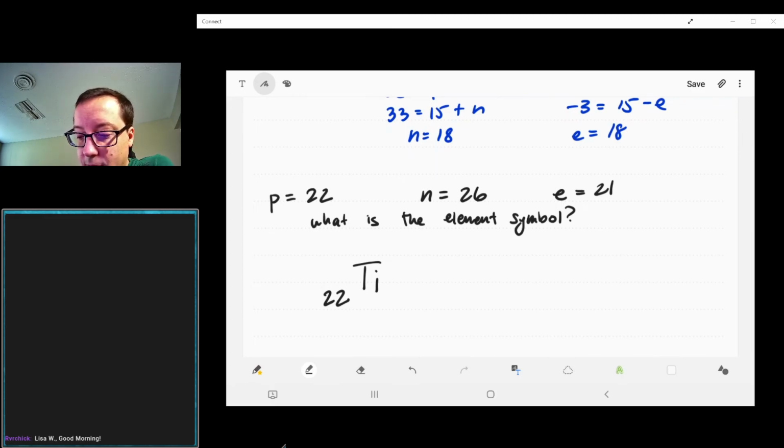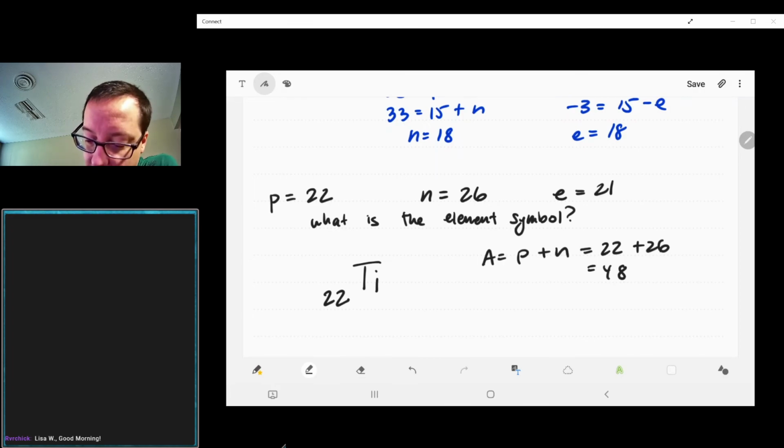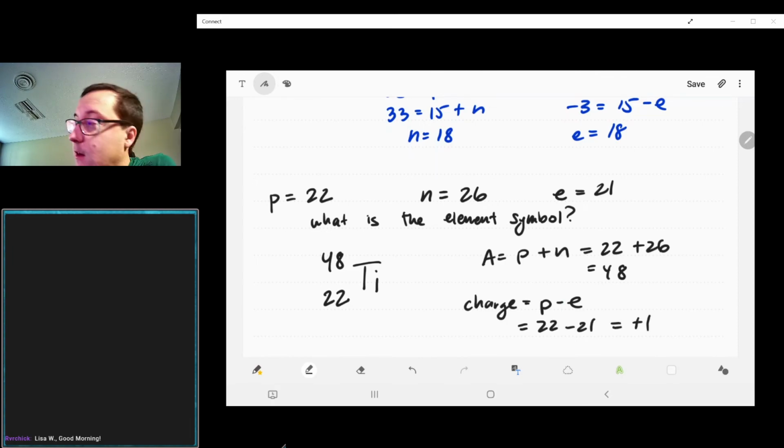There we have it. We can work on either number next. We've got the mass number and the charge still to do. Let's just do the mass number first. It's protons plus neutrons. This is going to be 22 plus 26, which is 48. And then the charge is protons minus electrons, which is 22 minus 21, is positive 1. And so we'll just put a plus in our corner there.